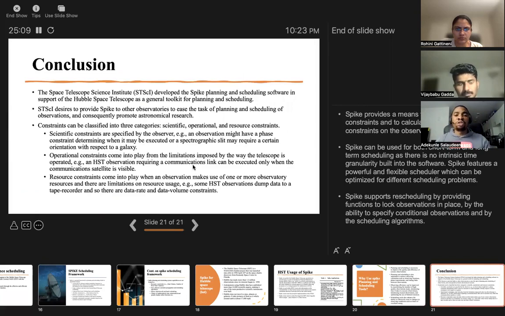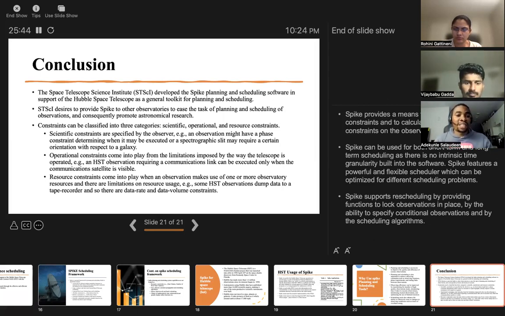So now in conclusion, the Space Telescope Science Institute developed the Spike planning and scheduling software in support of the Hubble Space Telescope as a general toolkit for planning and scheduling. They desire to provide Spike to ease the task of planning and scheduling of observations and consequently promote astronomical research. Then constraints can be classified into three categories, which are scientific, operational, and resource constraints.